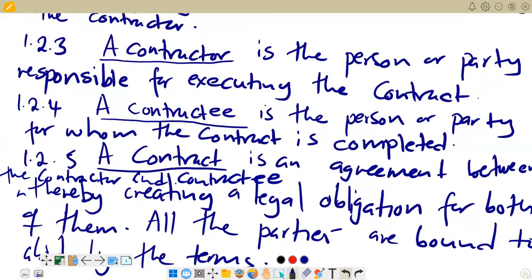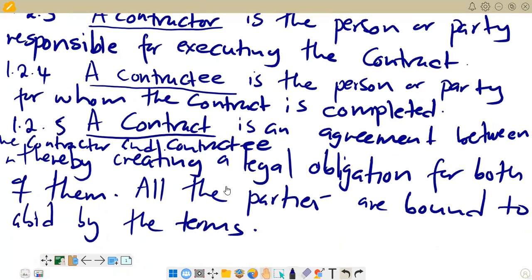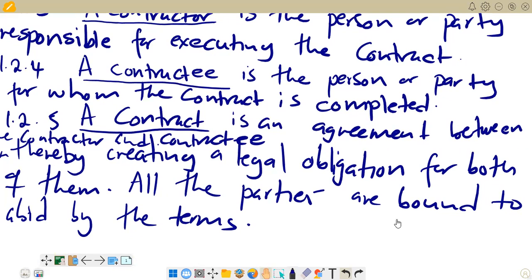A contract is an agreement between the contractor and the contractee, thereby creating a legal obligation for both of them. So there should be a legal obligation between the 2 parties, and all parties are bound legally to perform the terms. The last part is saying all the parties are bound to abide by the terms, since it's an agreement that has been reached, and it counts also as a legal obligation. So that's what we have in terms of explanations of these terms that we are given in this question.